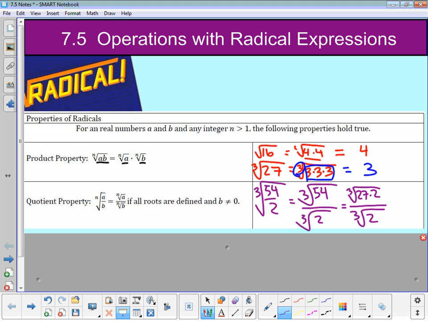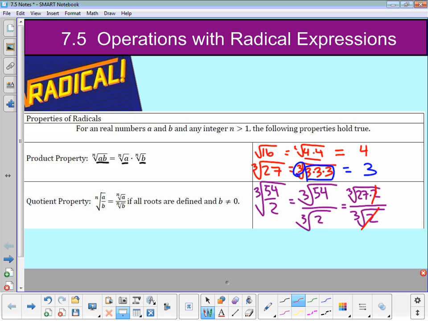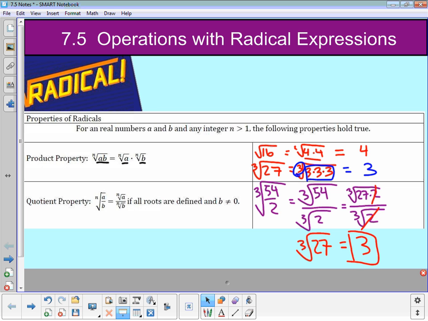Now, that cube root of 2 over cube root of 2, that's going to cancel out. Whenever you have a number over itself, it cancels out. So I'm left with the cube root of just 27. I've canceled the denominator, and we know that that's 3 from the previous example. Okay, so I'm allowed to break apart those fractions into two separate radicals on the numerator and the denominator.